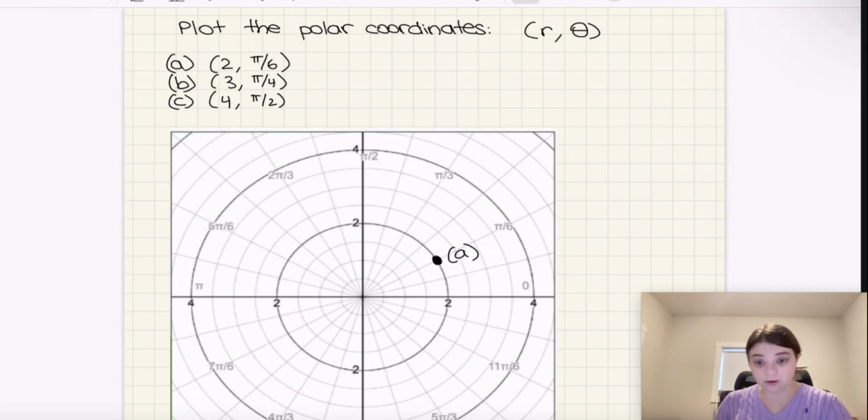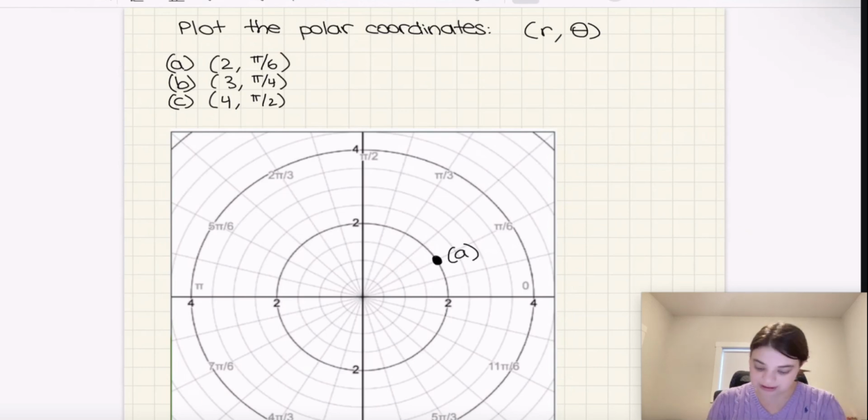So pi over 4 is going to be halfway between pi over 3 and pi over 6. Now, how do we know that? We could add them up and divide by 2 and we would get pi over 4. Or we could also recall that pi over 6 is the same as 30 degrees and pi over 3 is the same as 60 degrees. And what's halfway between 30 and 60? Well, that would be 45 degrees, which is pi over 4.